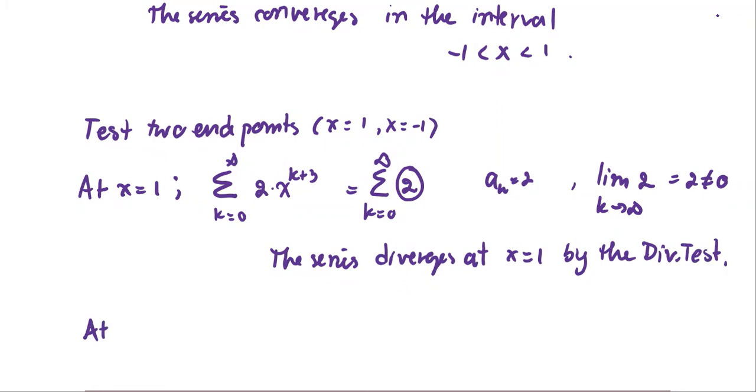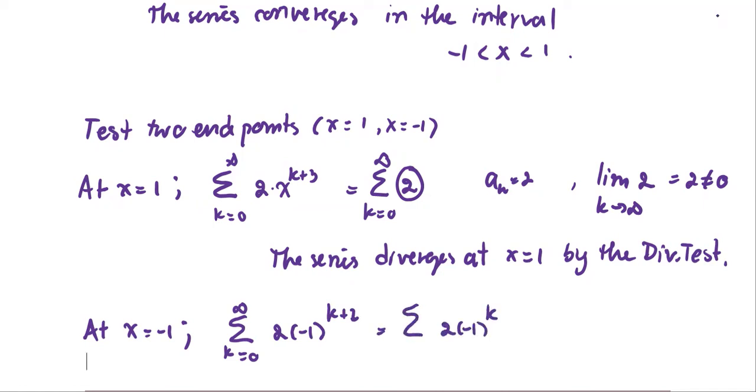And next, we're going to check the other end, which is at x equals negative 1. So the series becomes the summation k from 0 to infinity of 2 multiplied by negative 1 to the power k plus 3, which is the same as the summation of 2 times negative 1 to the power k times negative 1 to the power 3, which is negative 1. It's still in the form of the summation of 2 times negative 1 to the power k plus 1, which is an alternating series.